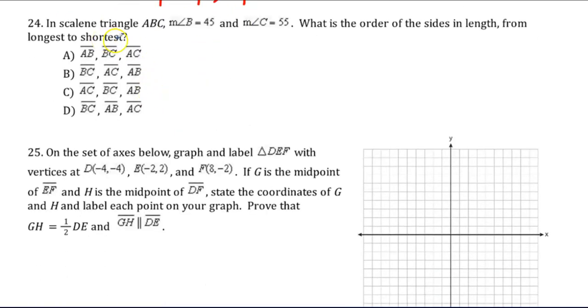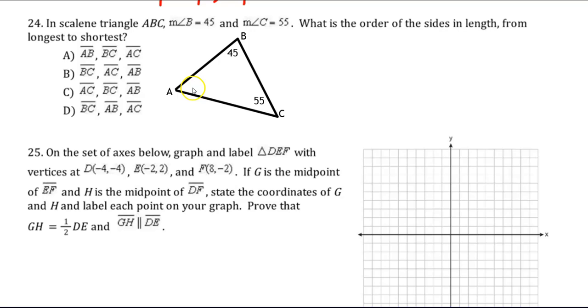Question 24, it talks about a scalene triangle ABC. The measure of angle B is 45, angle C is 55. I'll bet you we could find that third angle just by doing a little triangle sum theorem. First, all you have to do is draw a little diagram. I have a 45-degree angle and a 55-degree angle.